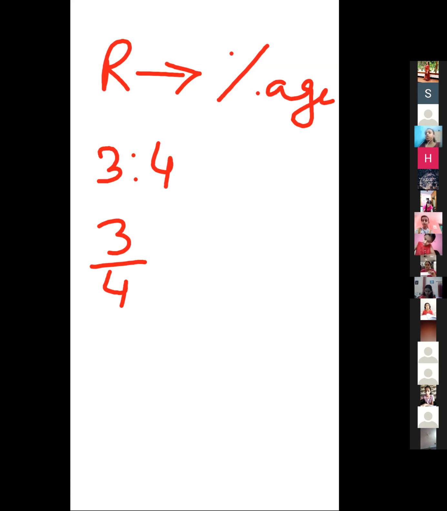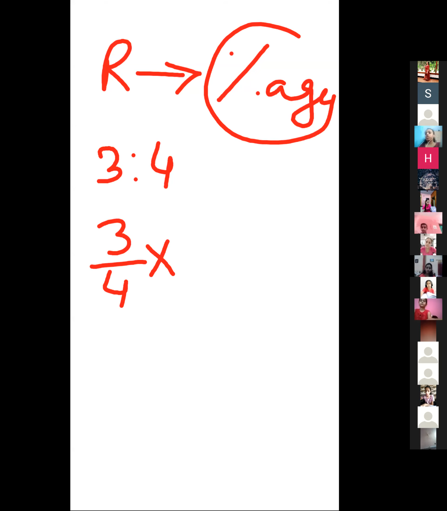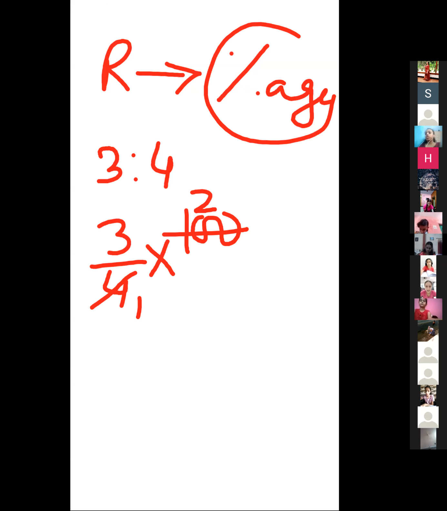3/4. First number in the numerator, second number in the denominator. So 3/4. Again, we have to take out the percentage. So what do we have to do? Multiply by 100. Now cut it. 4 ones are 4. 4 25s are 100. So multiply it. 25 threes are 75%. Yes, very good. So now you understood when you take out the percentage, you have to multiply with 100. Always remember, when you take out the percentage, you have to multiply with 100.